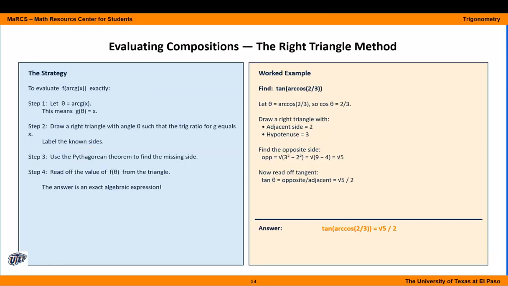Now we move on to one of the most important techniques. To evaluate expressions like tan of arc cosine of 2 over 3, we use a right triangle. We let theta equal arc cosine of 2 over 3. So cosine of theta is 2 over 3. We build a triangle using that ratio, find the missing side using the Pythagorean theorem, and then evaluate the new trig function. This method is extremely powerful, and you will use it often.